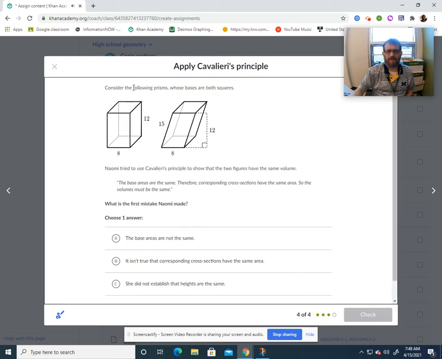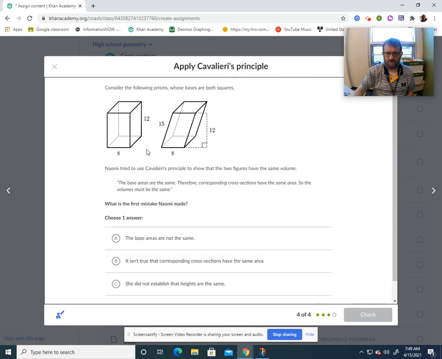Last one, considering the following prisms. Again, we have a rectangular prism and we have another rectangular prism, but this one's called oblique. It's kicked over, it's not right. Those bases are both squares. Okay, so it says, Naomi tried to use Cavalieri's principle to show that the two figures have the same volume. The base areas are the same, therefore corresponding cross-sections have the same area, so the volumes must be the same.